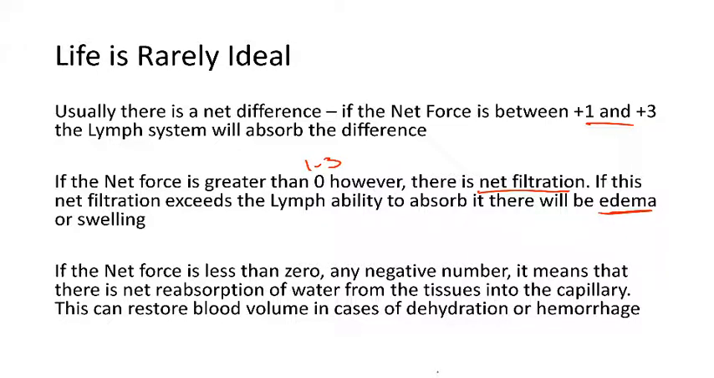And people who have this net filtration will actually have swollen fingers, swollen toes. They may have a swollen face. Where we really don't want swelling is in the lungs. But if the net force is less than 0, if we have a negative number, -1, -3, it means that there's net reabsorption of water from the tissues into the capillary. So more water is moving into the capillary. We usually see this in cases of low blood volume, where we have dehydration or hemorrhage and we need to restore blood volume. So any negative number always means reabsorption.